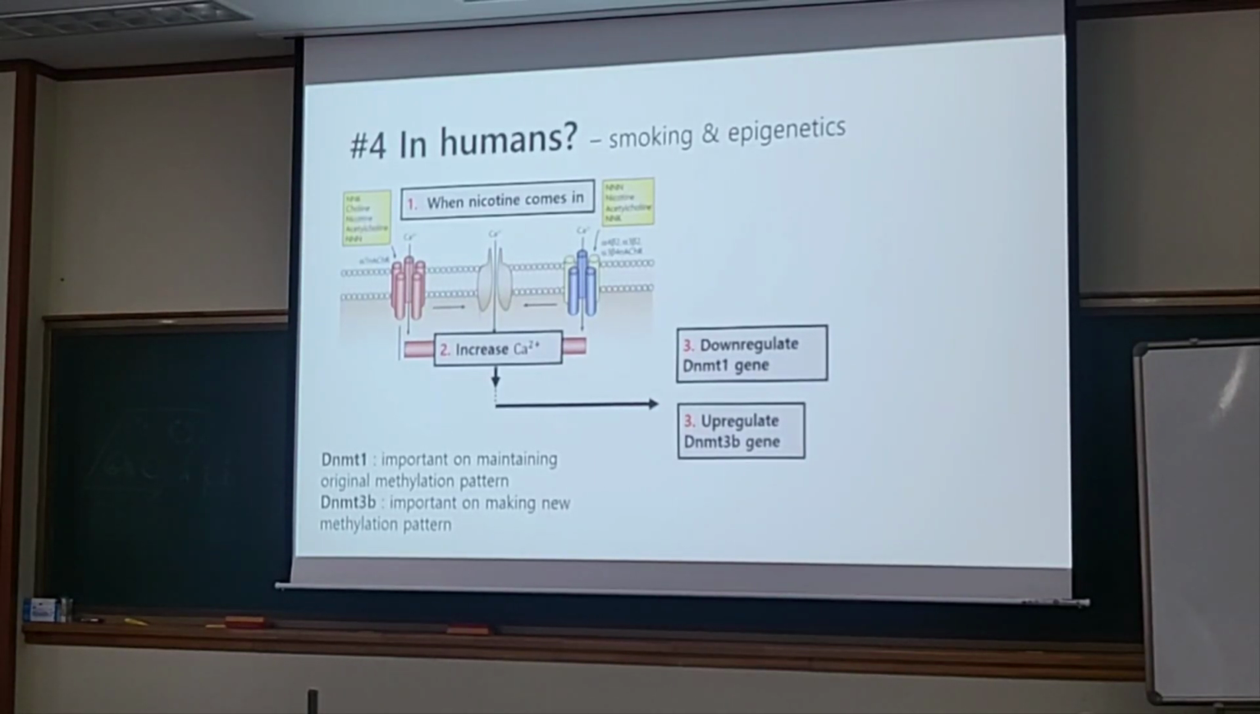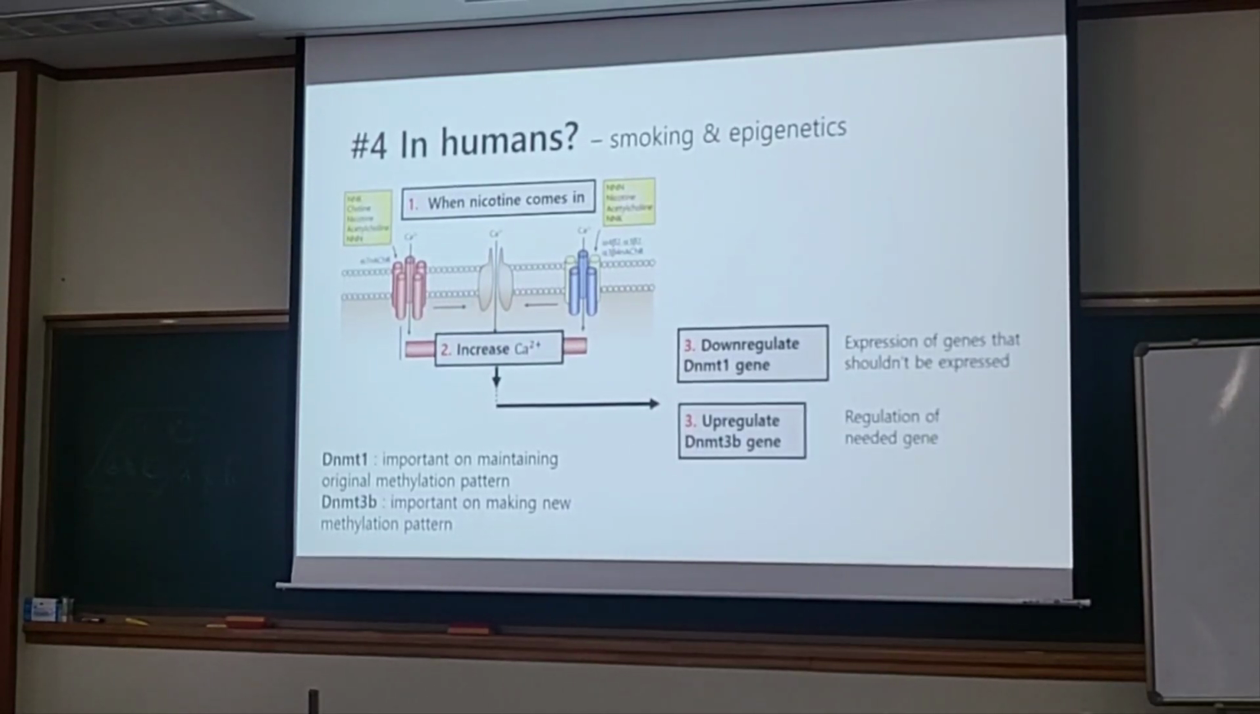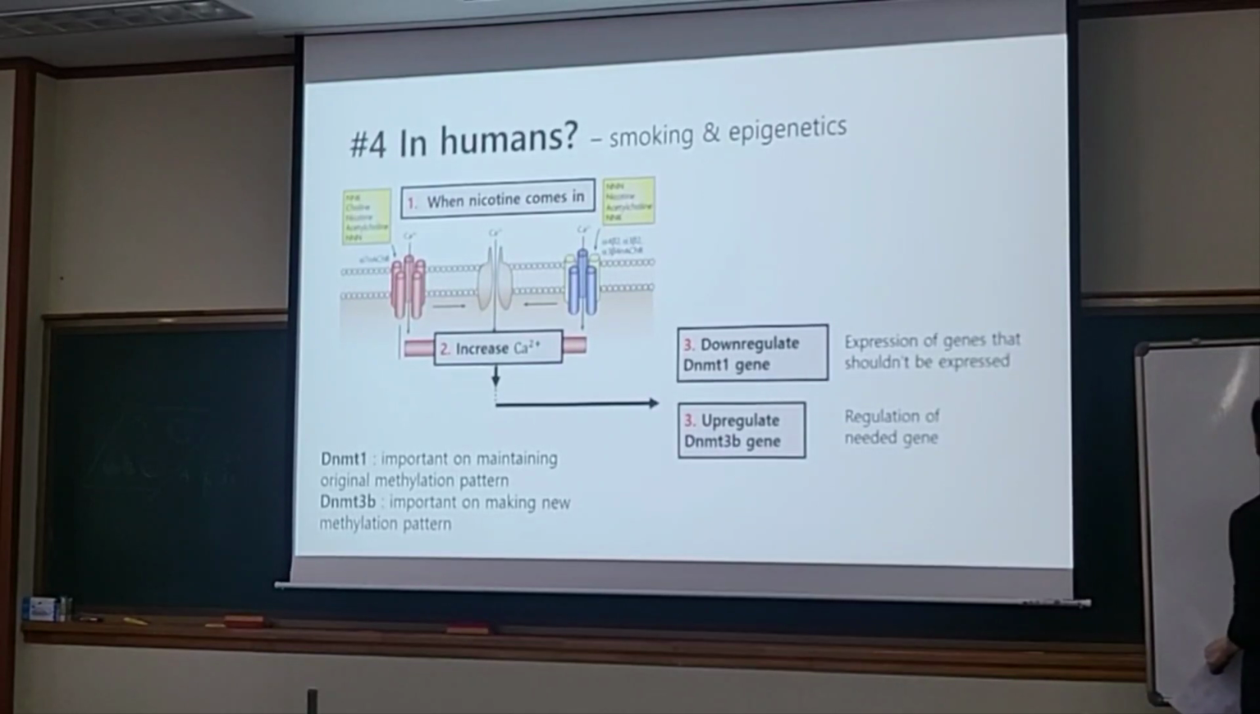DNMT3B is the DNMT that makes brand new methylation patterns. So when downregulation of DNMT1 happens, the genes that were usually not expressed could be expressed and activated. And when upregulation of DNMT3B happens, the genes that were naturally not methylated could become methylated. So by smoking, some genes can be overexpressed and some could be hypermethylated and not expressed, eventually leading to cancer.